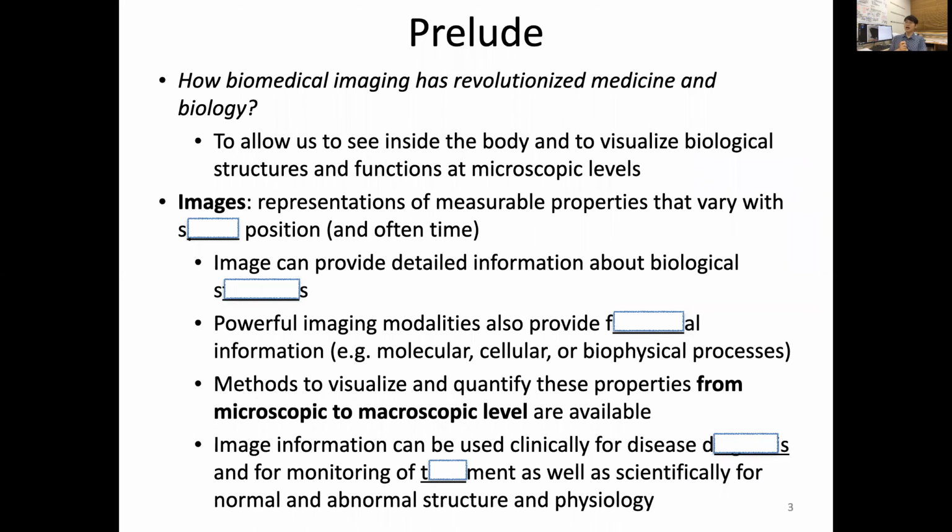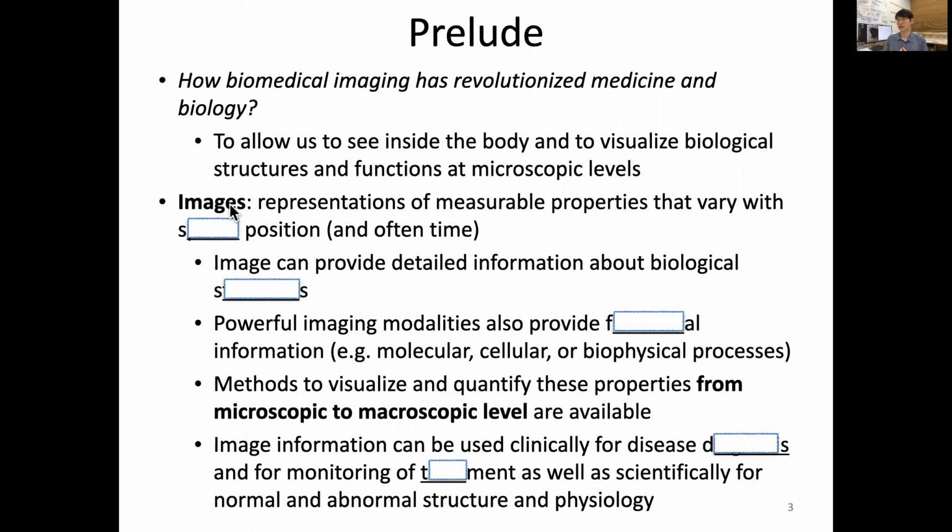So how has biomedical imaging revolutionized medicine and biology? Our eyes, our retina, can only recognize the surface of the body most of the time. However, biomedical imaging allows us to see inside our body and to visualize our biological structure and even functions down to the microscopic scale.